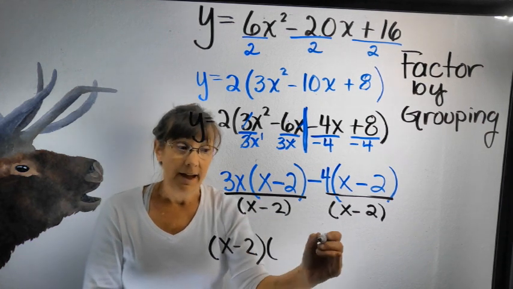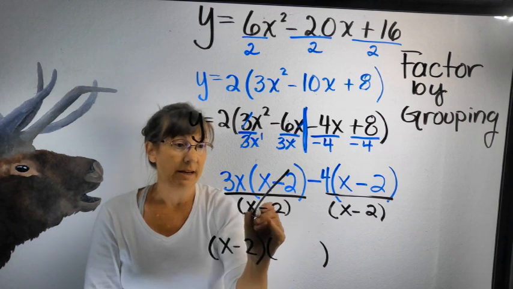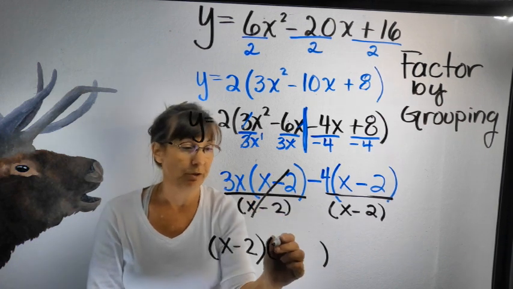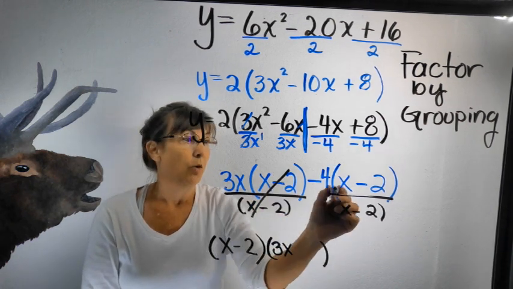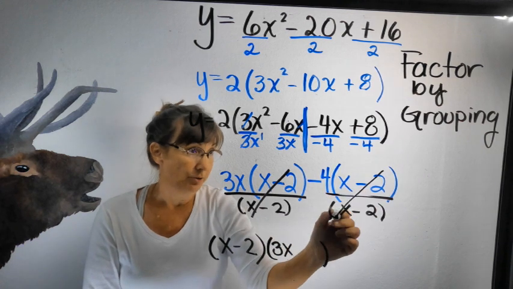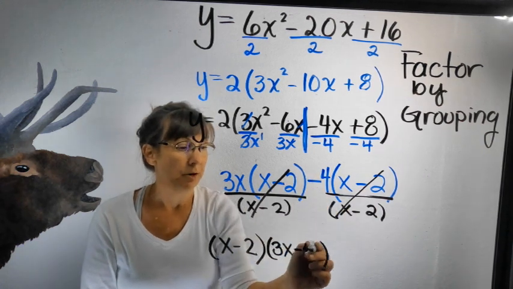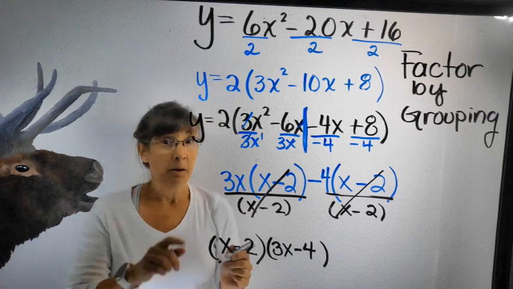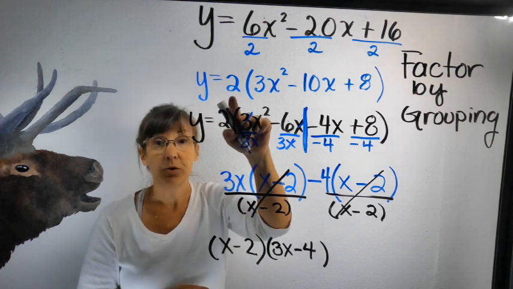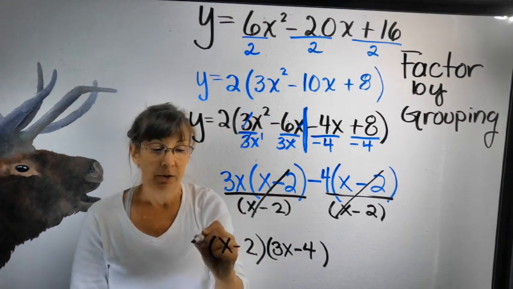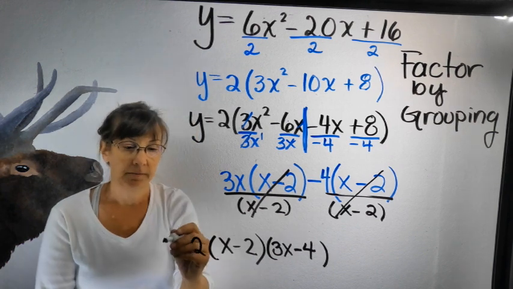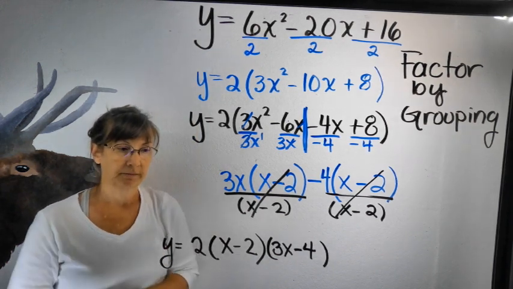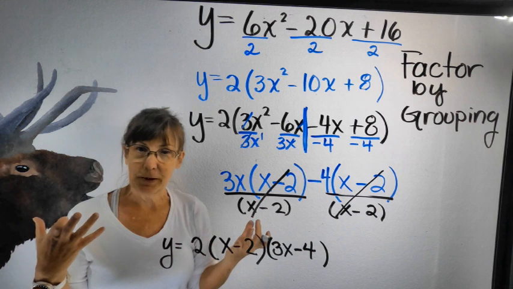Now, what's left? Well, when I divide these, those cancel. I'm left with a 3x. When I divide this, those cancel, and I'm left with a minus 4. But wait, don't forget about that 2 up here that we factored out. So I'm going to add that out to the front. I'm going to get my y equals. Look at that, factored by grouping.